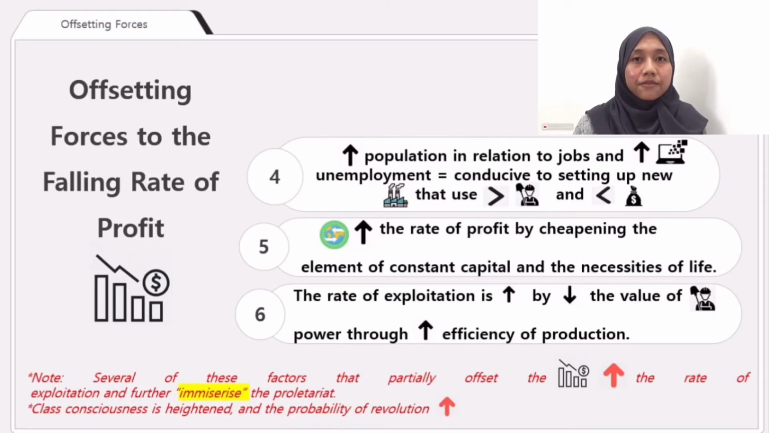In addition, capital invested in colonies yields higher rates of profit because the ratio of constant to variable capital is lower and because the exploitation of colonial workers is more intense than the exploitation of wage labor at home. Finally, the rate of exploitation is increased by reducing the value of labor power through increased efficiency of production. Note that several of these factors that partially offset the falling rate of profit increase the rate of exploitation and further immiserize the proletariat. Hence, class consciousness is heightened and the probability of revolution is increased.